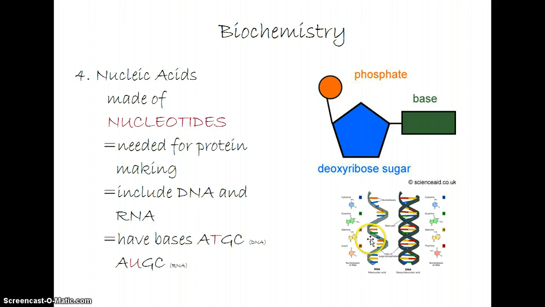Now over here on the right, you will see I put a diagram of RNA, which is only 1 strand, and a diagram of a DNA molecule, which is 2 strands. And it's like a ladder, and it's twisted, and when it's twisted, it's called a double helix.